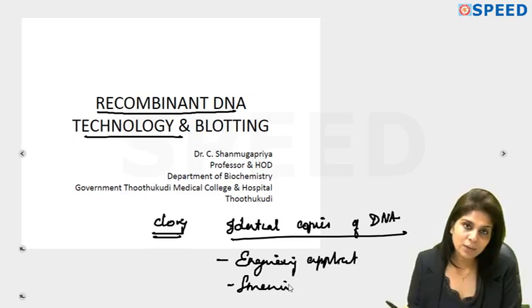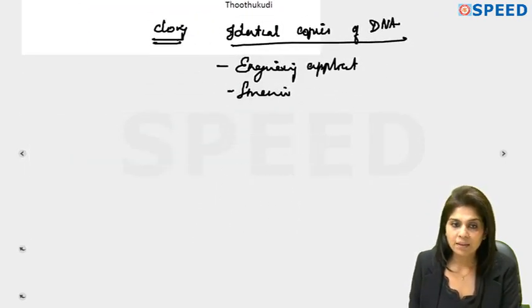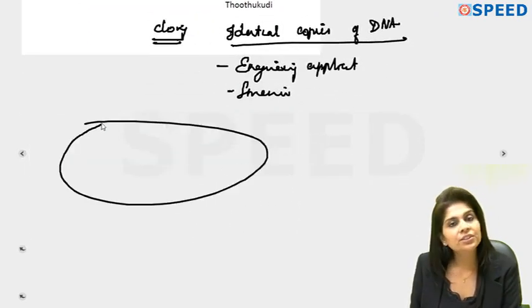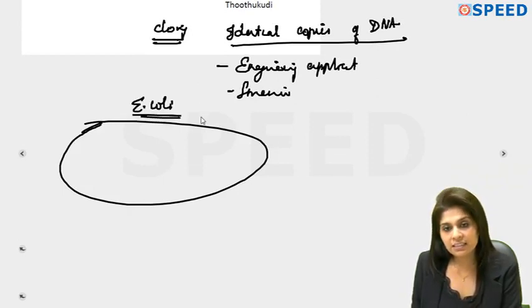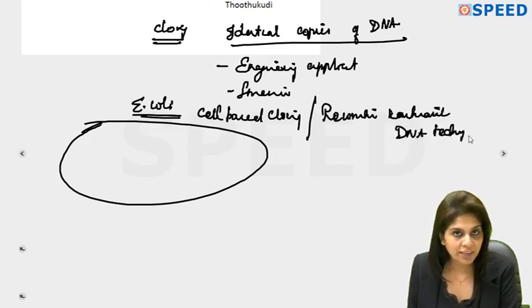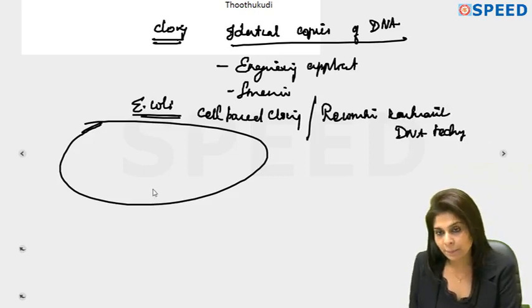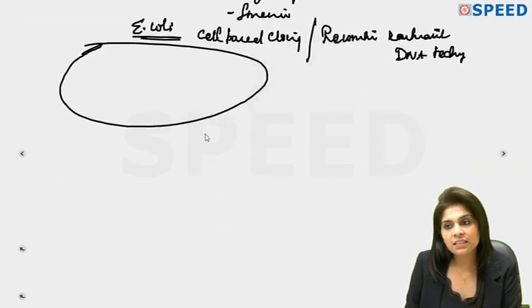To satisfy these requirements, if you are dependent on a whole living cell like E. coli, you call it cell-based cloning. And this cell-based cloning is nothing but the recombinant DNA technology which we are discussing now. So what is recombinant DNA technology? It is otherwise called cell-based cloning, wherein all the requirements of replication are satisfied by a living cell like E. coli.